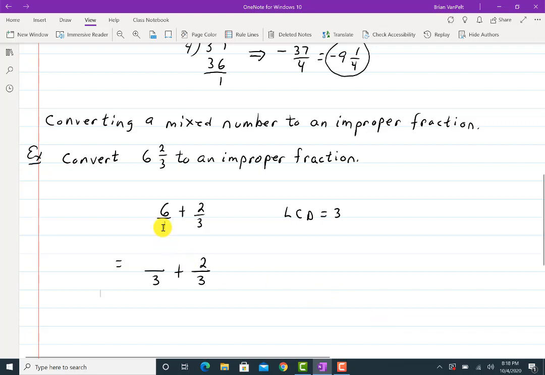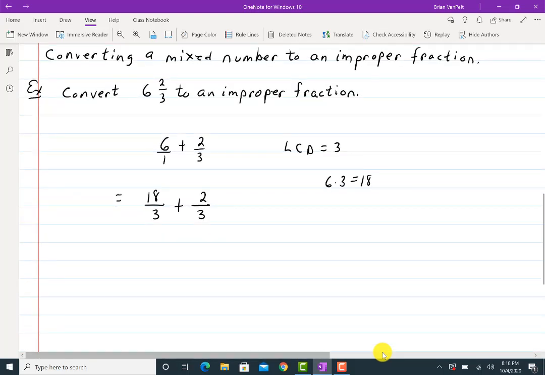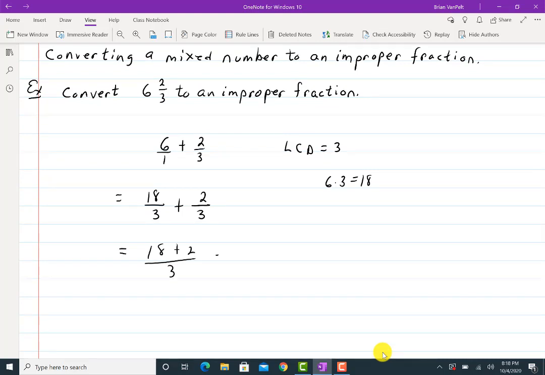If you look, in order to change a 1 into a 3, I had to multiply by 3. 6 times 3 goes into this blank spot. So that's 18. So 6 times 3 equals the 18. That's how I got that. And then I'm ready to add them together. Since they have the same denominator, this is 18 plus 2 over 3. And that's 20 over 3. And that's all there is to it.